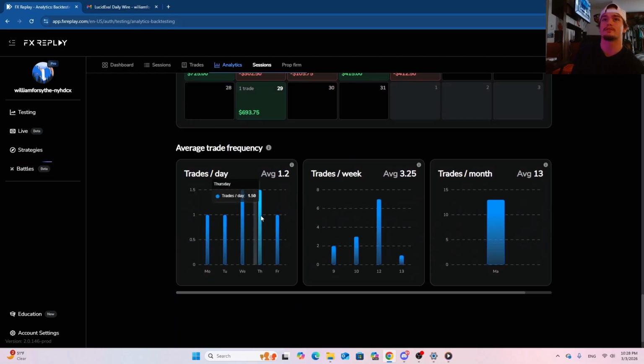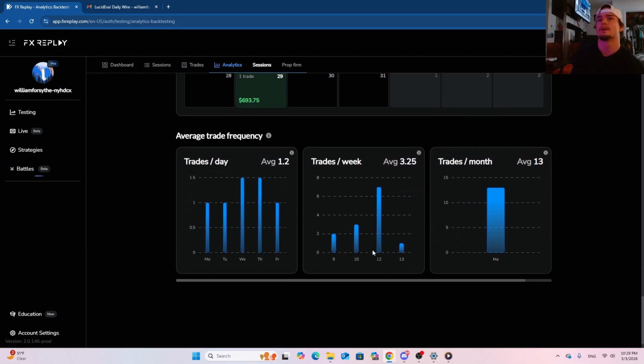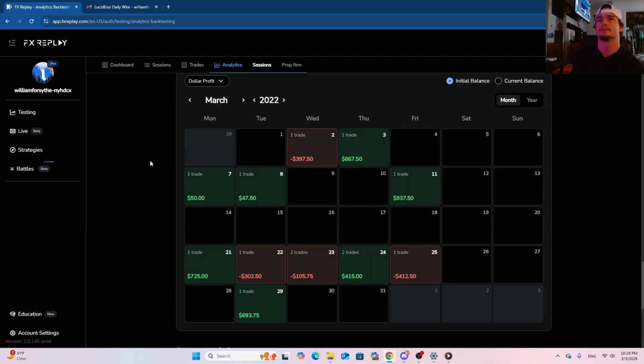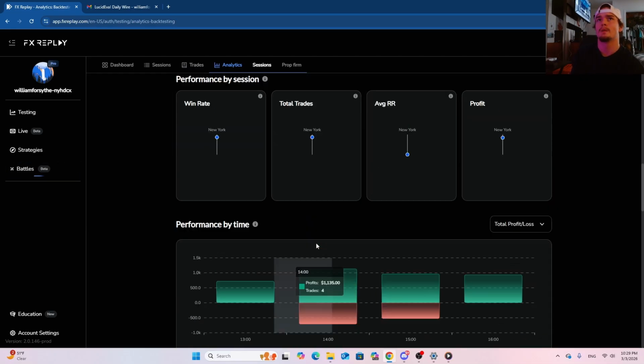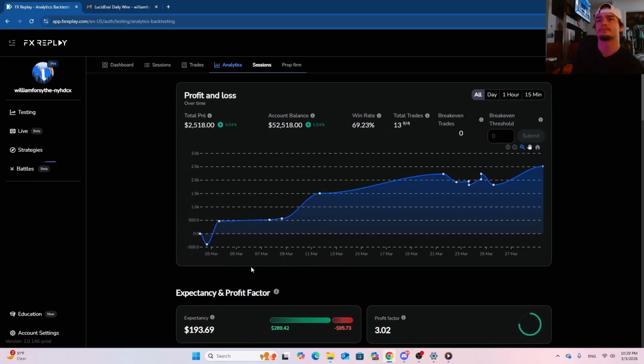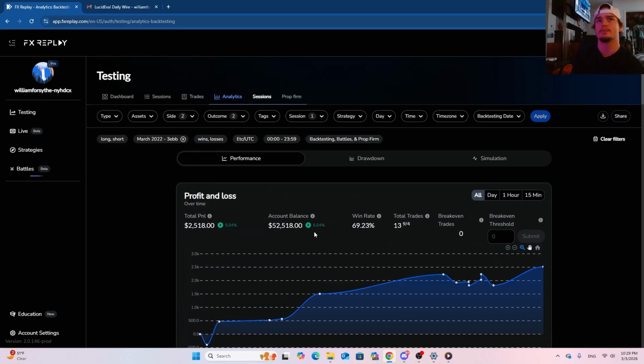Like, yeah, I had a good win rate. My average RR, as you can see, was 1. Oh, that's trades. Average trades taken a day was 1.2. But yeah, overall, not a bad month. And I am up how many percent? How much percent am I up on the month?